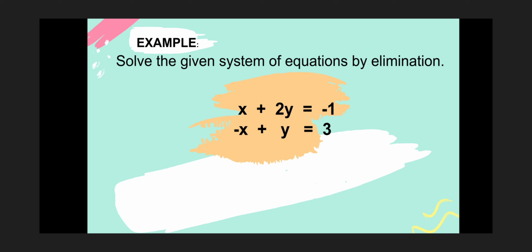Solve the given system of equations by elimination. x plus 2y equals negative 1 and negative x plus y equals 3. So, both equations are already set equal to a constant, like this. If you can notice that the coefficient of x in the second equation, negative 1 siya. Ay, yung first pala, 1, and then on the second is negative 1. So, we can add the two equations to eliminate x without needing to multiply by a constant.